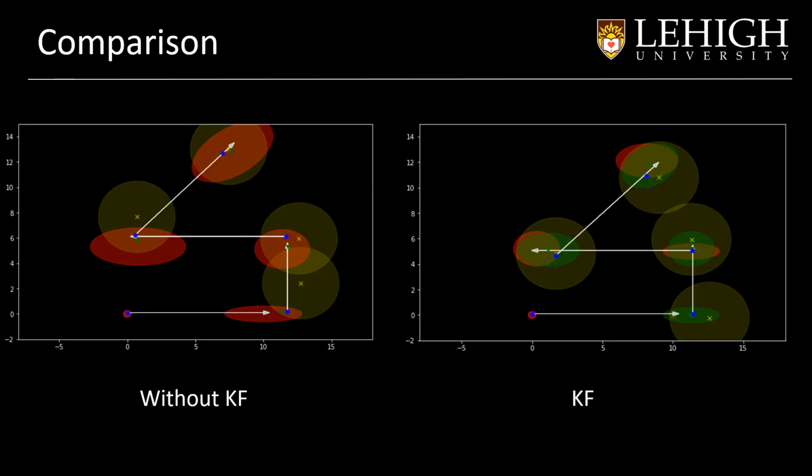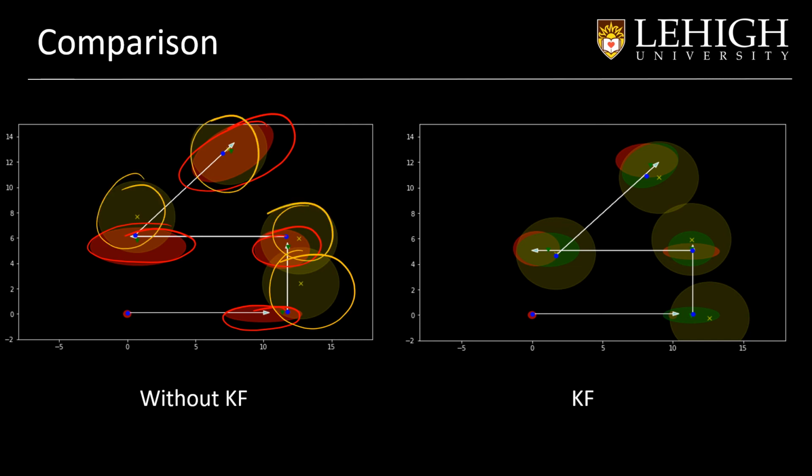In comparison, without the Kalman filter, the errors grow if we use odometry, and if we only use the measurements, they are still big. But if we combine them, we obtain a smaller estimation that keeps getting smaller all the time.